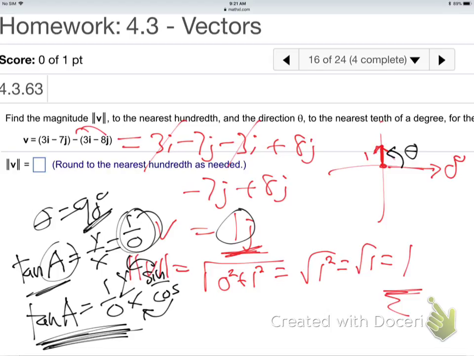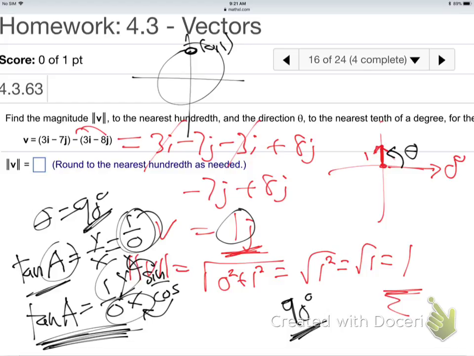So when we look at that 1 and 0, we should think, oh, y is 1, x is 0. So where on the unit circle is over 0, up 1? Over 0, up 1 is right there. That's over 0, up 1 on the unit circle. So what angle is that? 90 degrees, which you all know quite well, right?